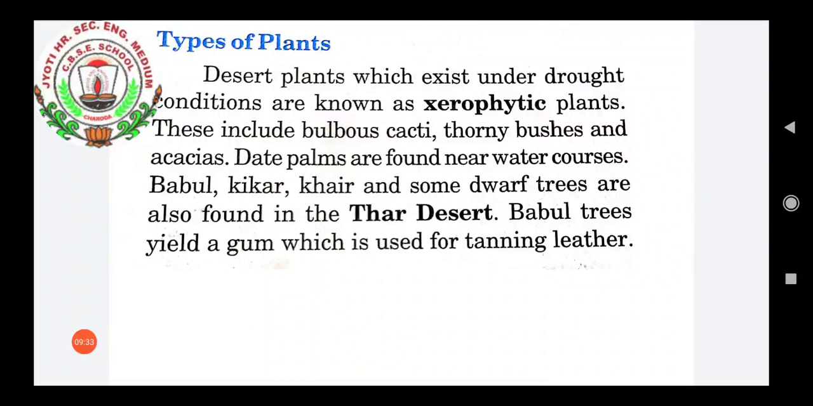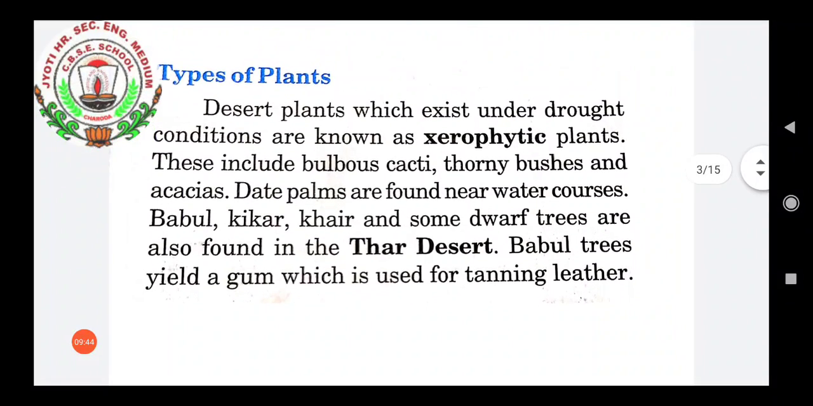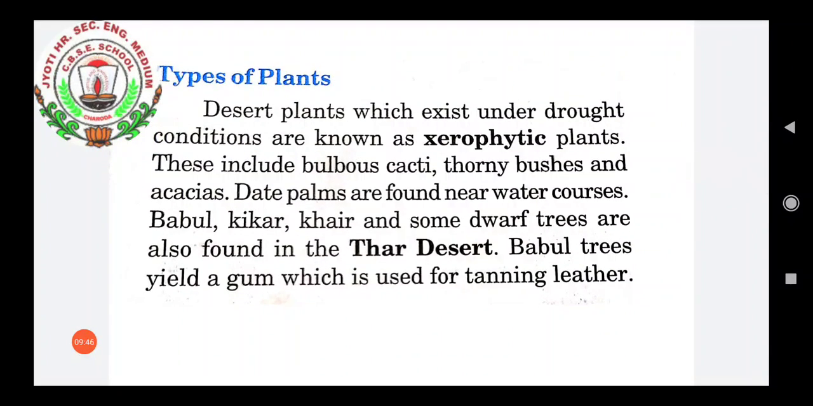These babul trees extract some gums, and this gum is used for tanning leather. Tanning means the action of exposing one's skin to the sun in order to change the color, to make it darker or make it brown.